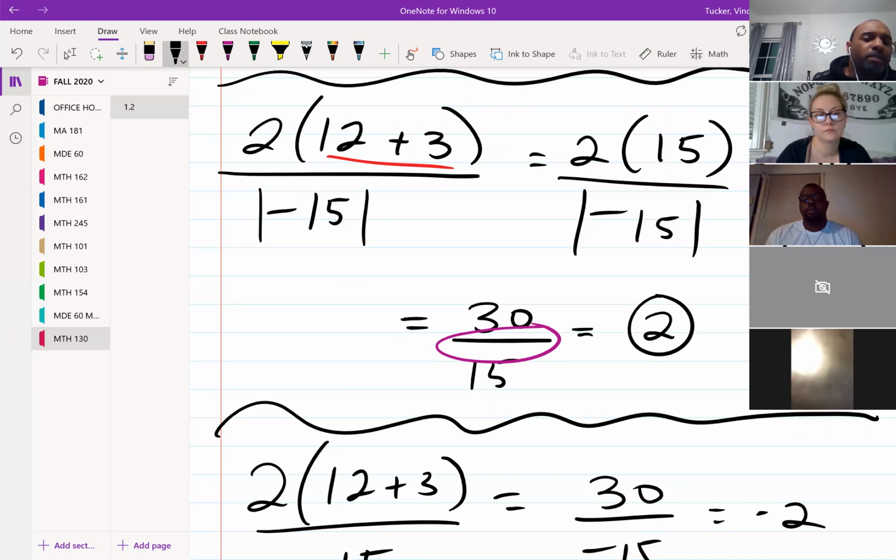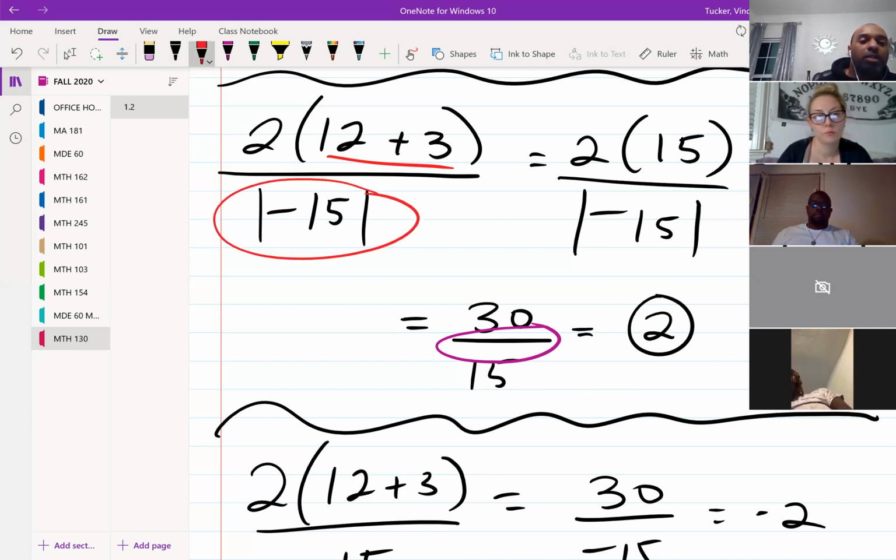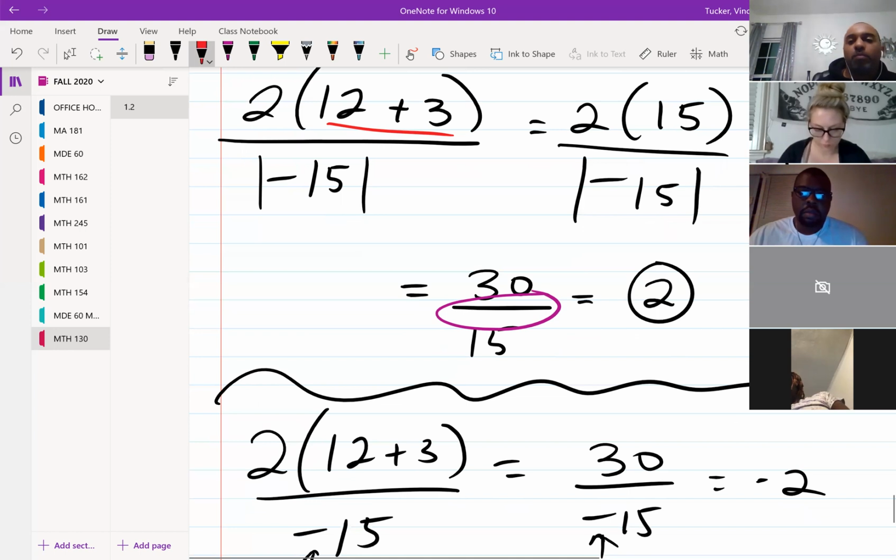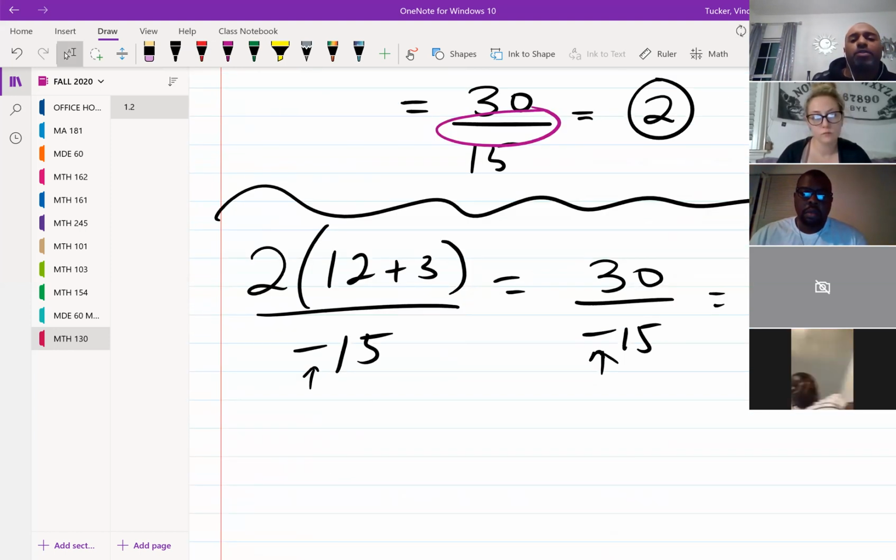Is that what you were asking when you asked about the absolute value? Yeah, like what the difference is. Yeah, because like I said, you don't just implement absolute value. If they didn't give it to you in the problem, you can't just put it in there. So the only reason we applied it is because it was given initially. And so the absolute value of negative 15 is positive 15. Hopefully that answered your question.